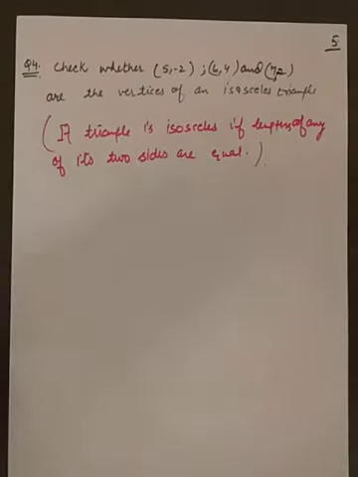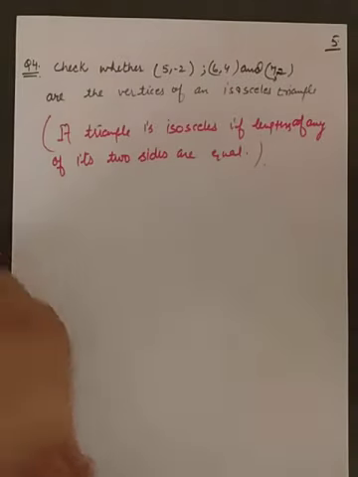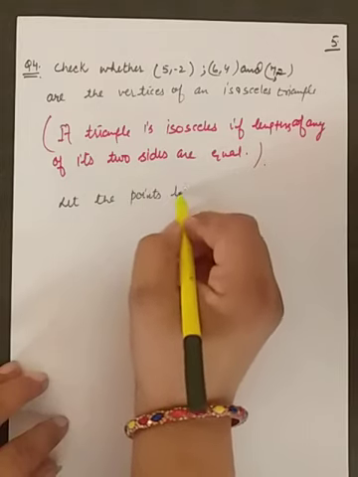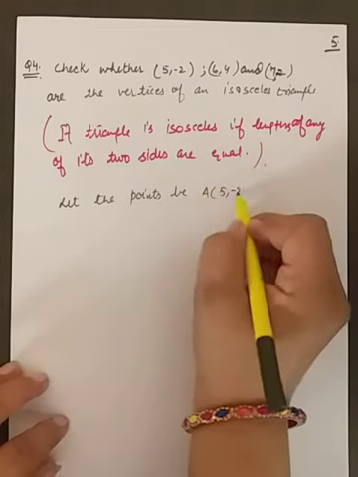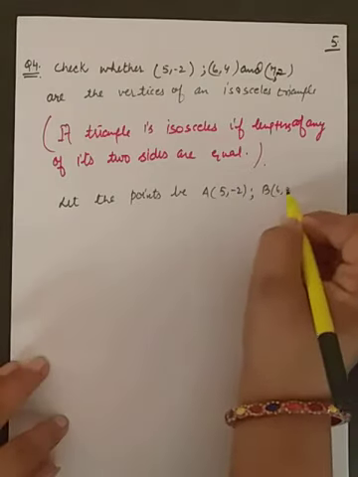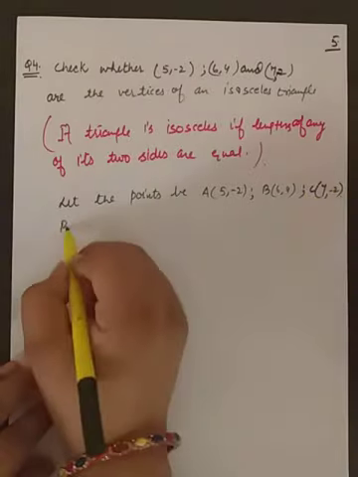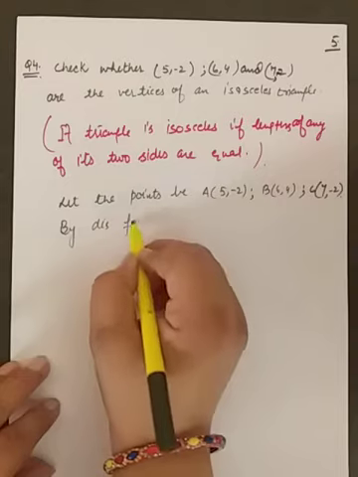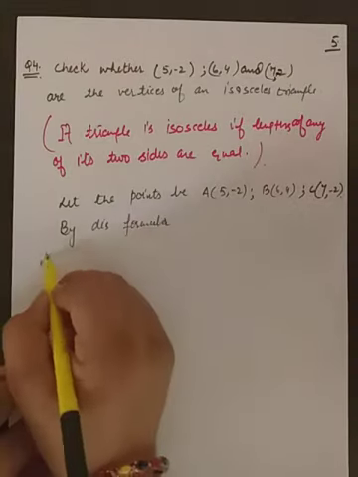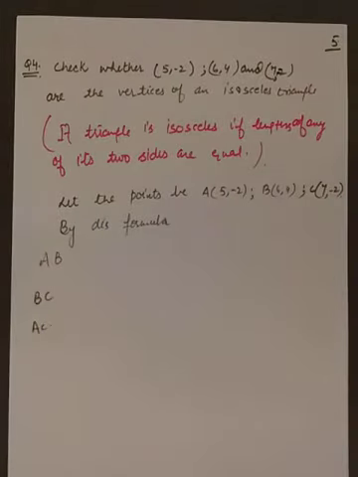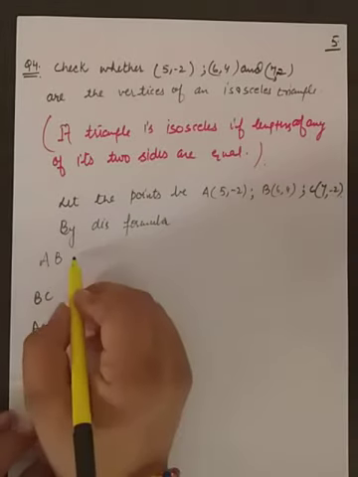So again we have to take the help of the distance formula. So let the points be: first point A is (5, 2), second B is (6, 4) and third point C is (7, 2). So by the distance formula again we will find the distances AB, BC and AC. We have to find these three distances to check whether the given vertices are the vertices of an isosceles triangle or not.